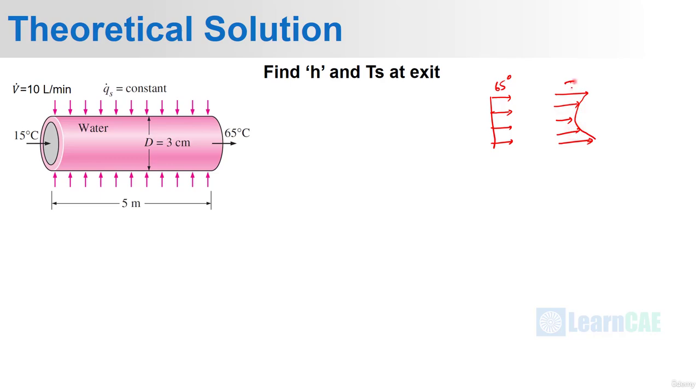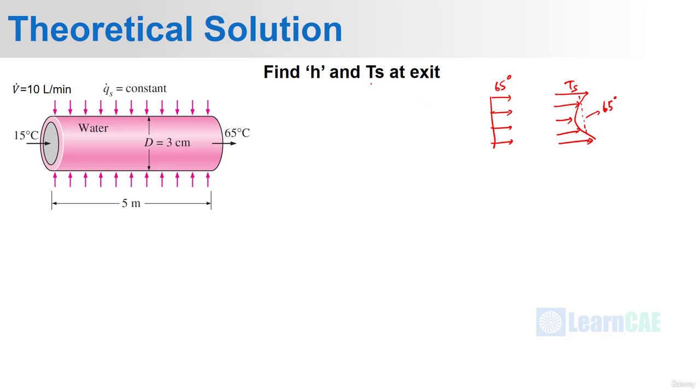Here the maximum temperature will be present, that is Ts, and the minimum temperature will be present at the center, because here heat is supplied from the walls to the fluid, and the average temperature will be coming somewhere here. This will be around 60 degrees Celsius. So if you do CFD analysis and then plot, we will be able to get the average temperature as well as the temperature at the wall as well as in the mid region.